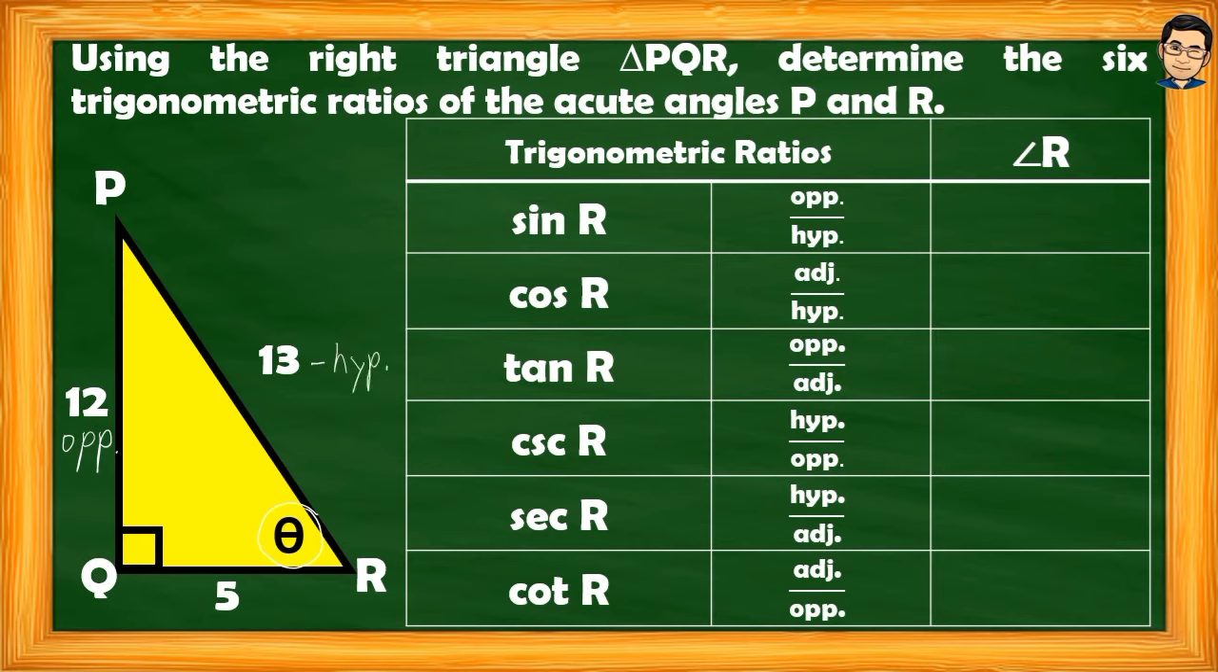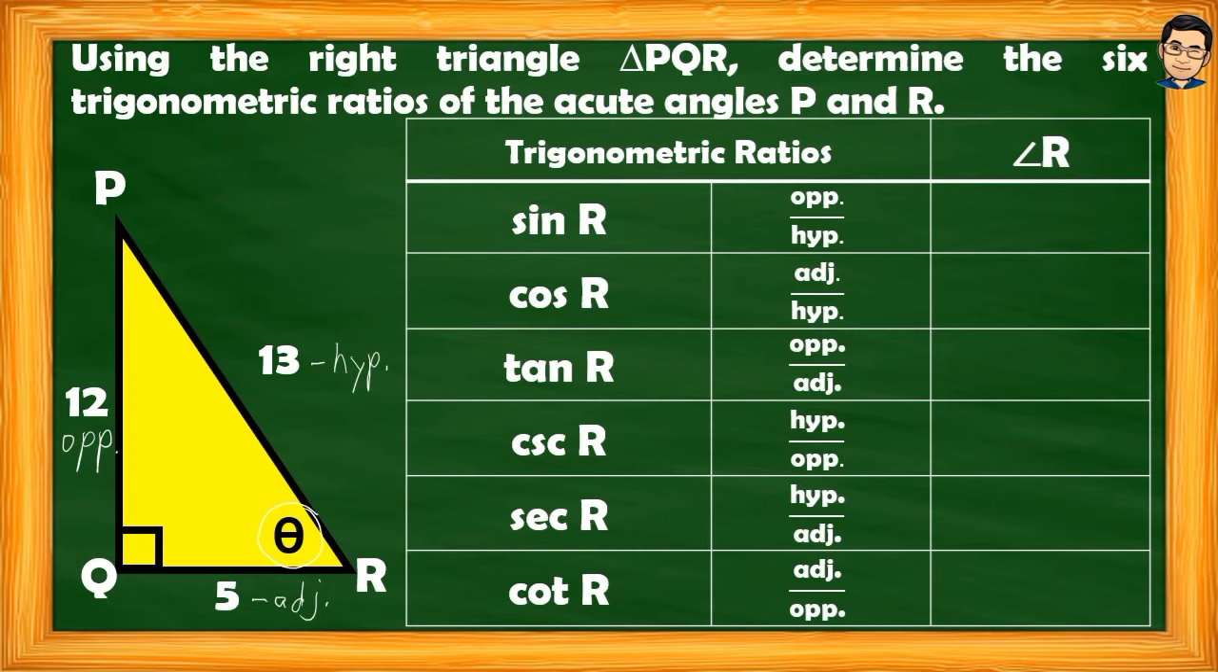And then, yung ating adjacent side is nalipat. Nandito po sa malapit sa theta, sa angle R. So, adjacent. So, next, ganun pa rin naman ang gagawin natin. Since na-determine na natin yung hypotenuse, opposite, and adjacent sides, mabilis na lang pong makukuha yung ating trigonometric ratios.